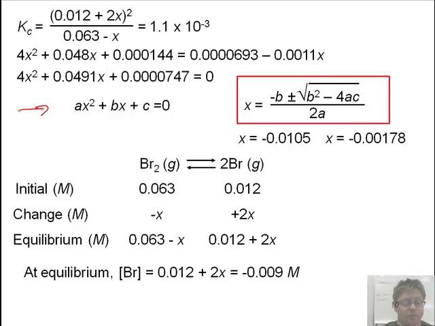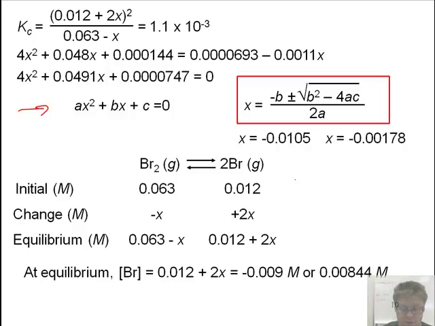At equilibrium, the concentration of Br2 here is this value. And so if you plug in your x for it, it could be a negative 0.009 molarity. The question is, can you have a negative molarity?